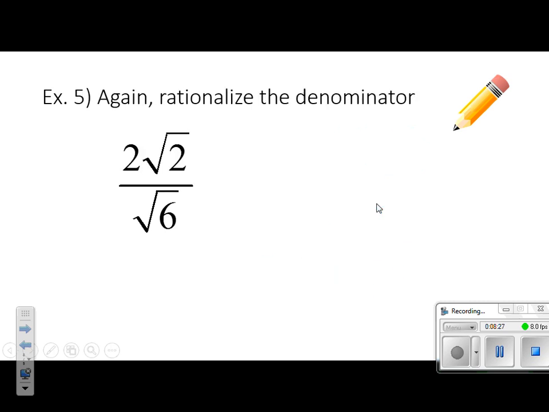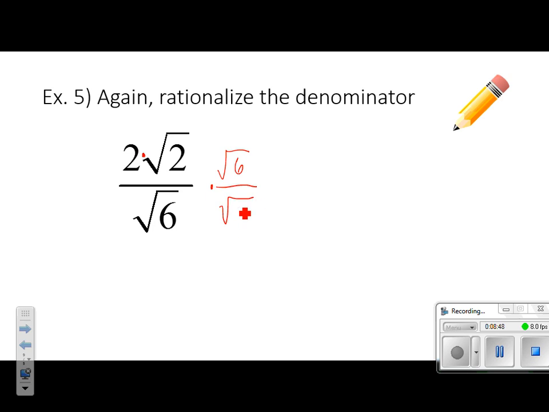Okay, and we're going to do one last example. We're going to rationalize the denominator one more time. These are already split up for us, so the quotient property is already in place, which is nice. But now I have this 2 multiplier, so I have to make sure that I take that into consideration and be very careful. So I'm going to multiply the top and the bottom.